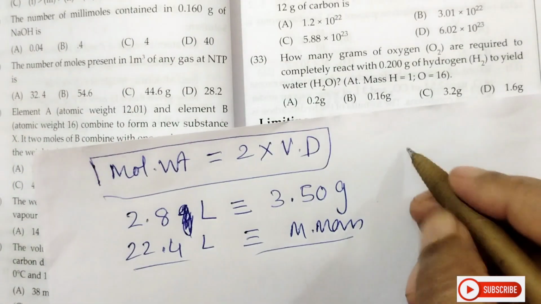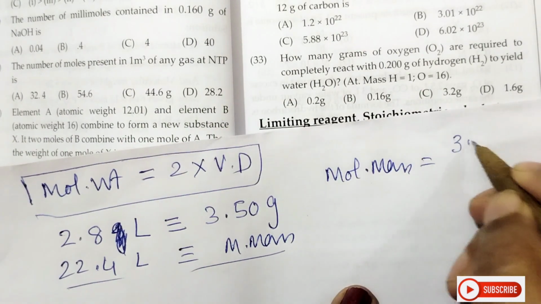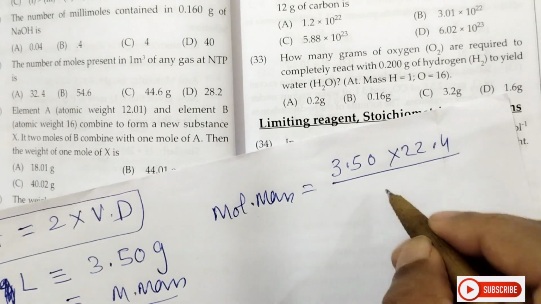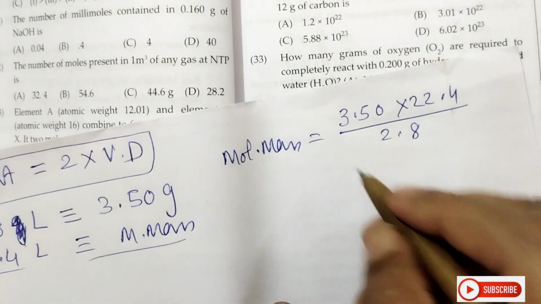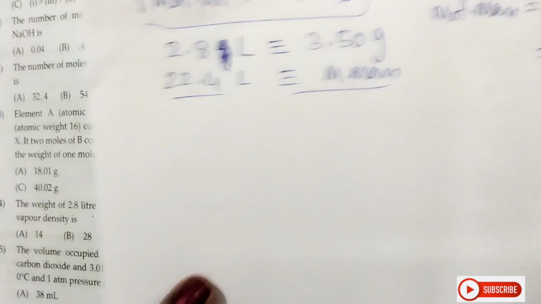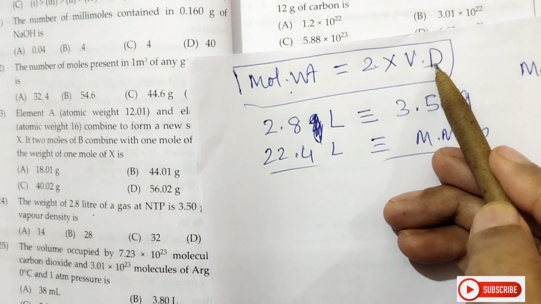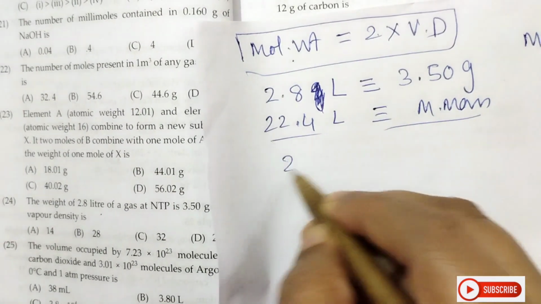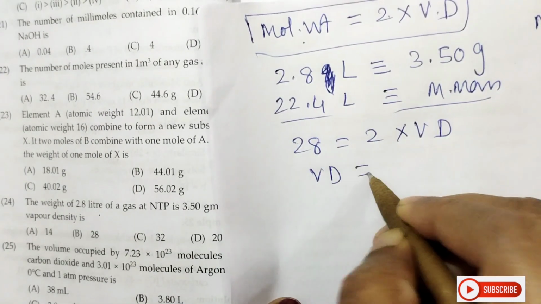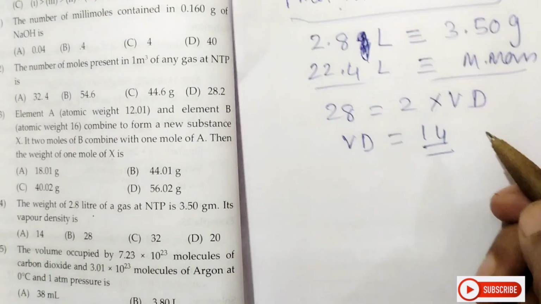So what will be the molar mass? Molar mass of the substance is equal to 3.50 multiplied by 22.4 divided by 2.8. If you solve this, you will get 28 gram. So this is the molar mass of the substance. Now I will substitute the molar mass here. You know this value, so you can calculate vapor density. 28 is equal to 2 into vapor density. So vapor density is equal to 14. So the answer here is first option.